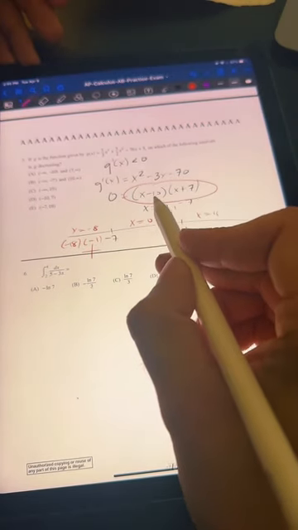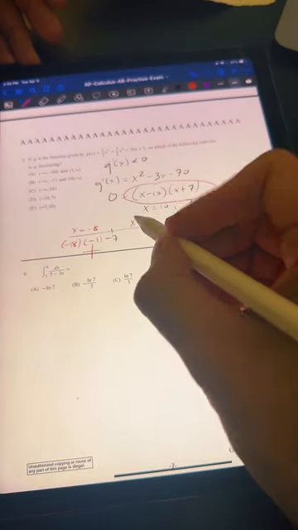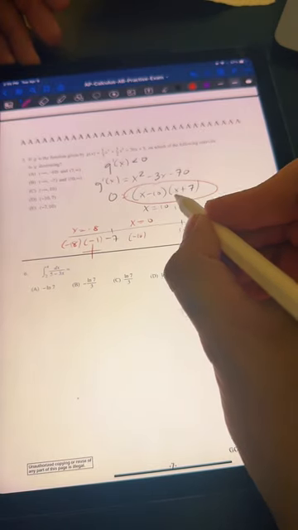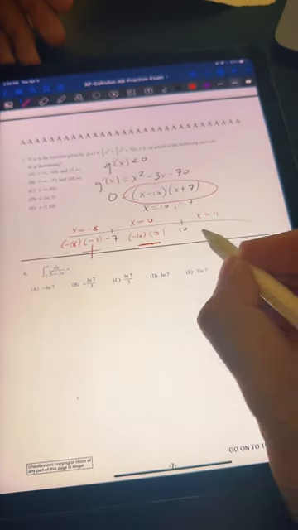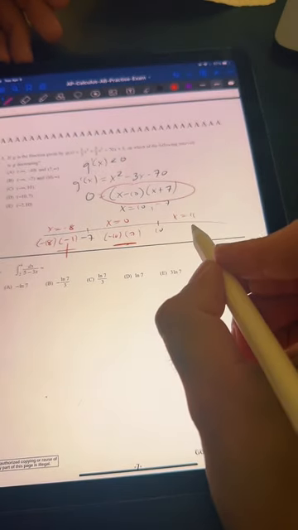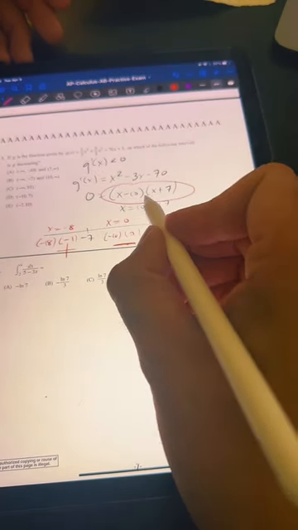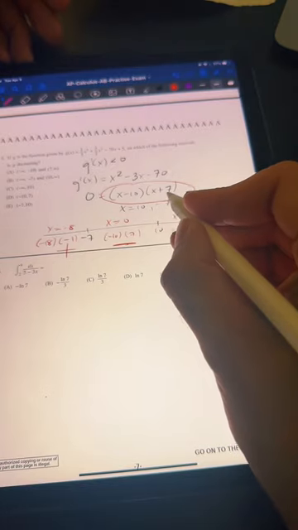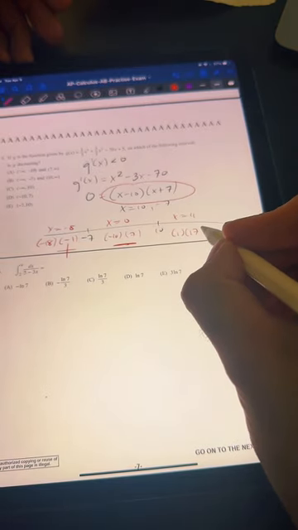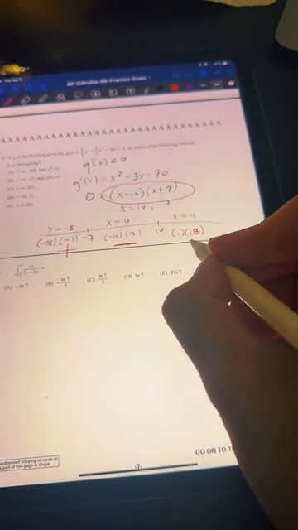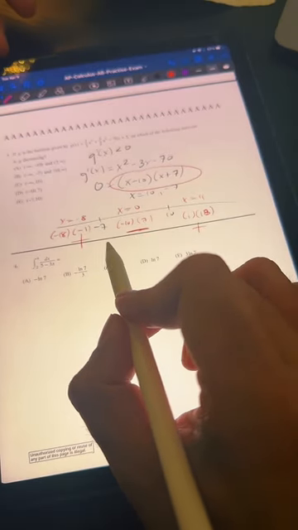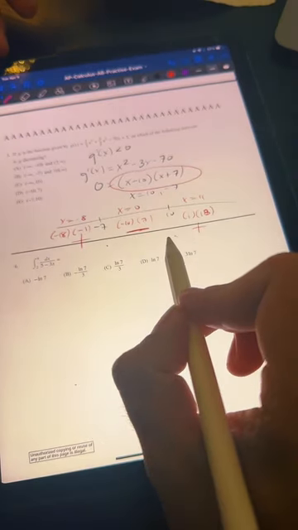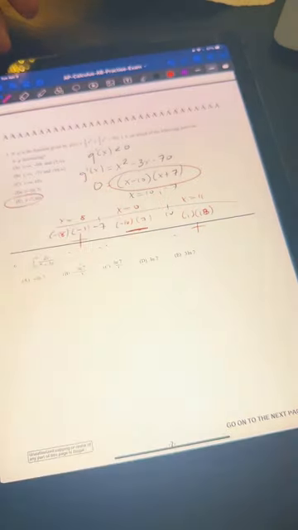If I plug in 0 into this factored form, 0 minus 10 is negative 10, times 0 plus 7, that's 7. That's going to be a negative number. And then the last one, if I plug in 11, 11 minus 10 is 1, 11 plus 7 is 18. Doesn't even matter, to be honest, because it's still positive. So they were asking, when is it decreasing? It's decreasing on the interval negative 7 to 10. So then our answer is going to be E.